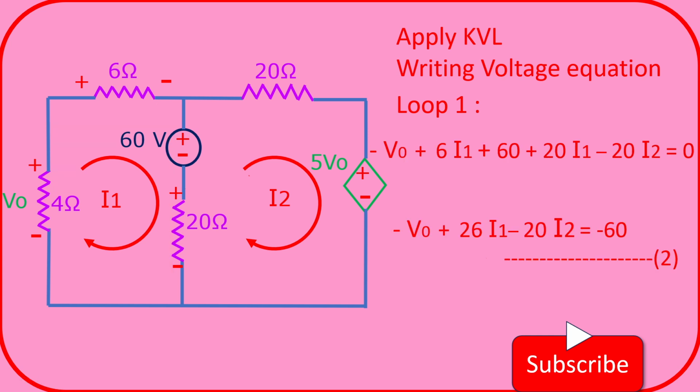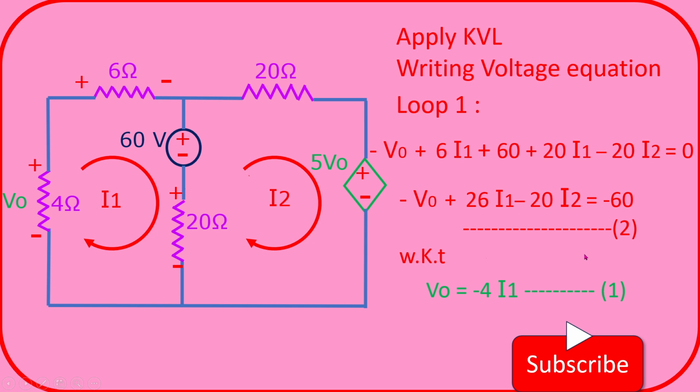Now we can add these two I1 terms together to rewrite this equation as minus V0 plus 6 plus 20 I1, that gives 26 I1, plus minus 20 I2, and we are bringing this 60 volts to the right hand side so that it becomes minus 60. Now we are taking this as equation number 2.